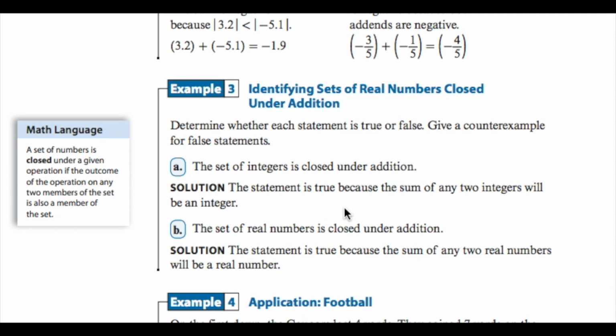Letter B, the set of real numbers is closed under addition. If I add a real number to a real number, does it make a real number? Being that real numbers are the largest scope of all the numbers that we can consider in mathematics, this statement is also true because the sum of any two real numbers will be a real number. Add any real number to another real number, you're always going to get a real number.